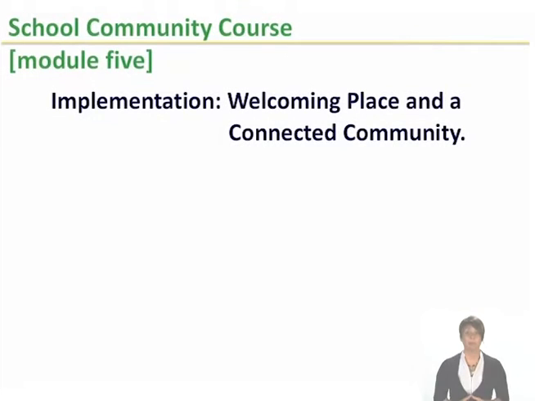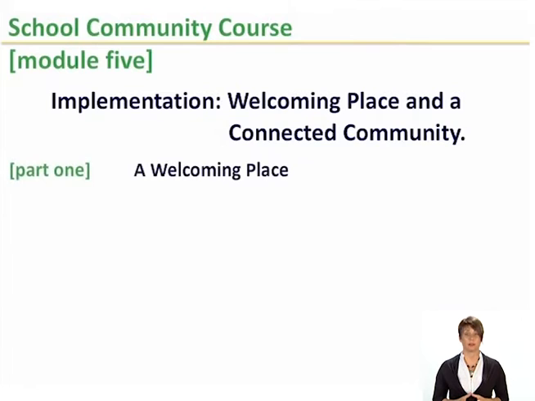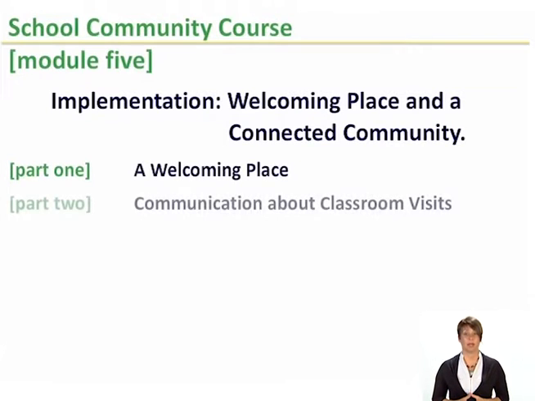Module 5, Implementation, Welcoming Place and a Connected Community. This module covers 13 indicators and is organized into 5 parts. Part 1, a welcoming place.